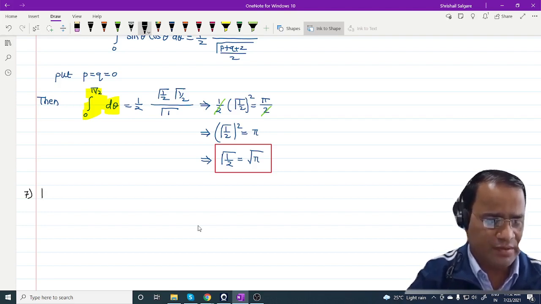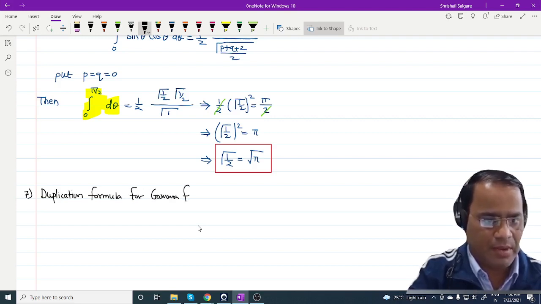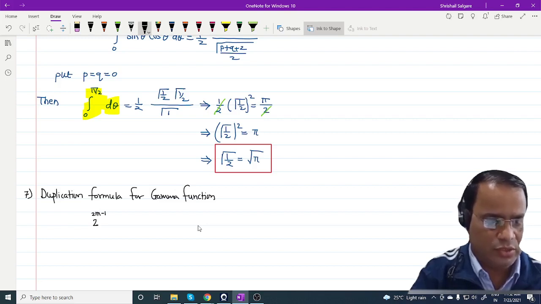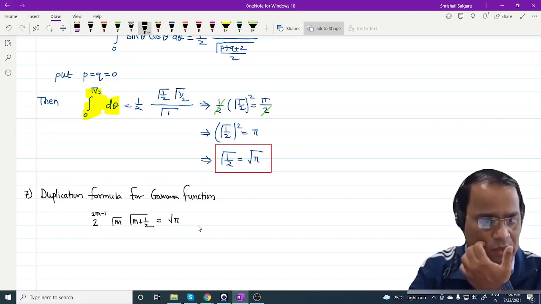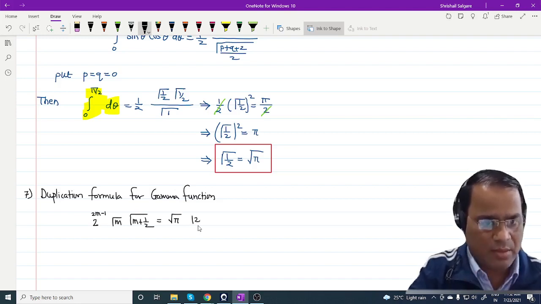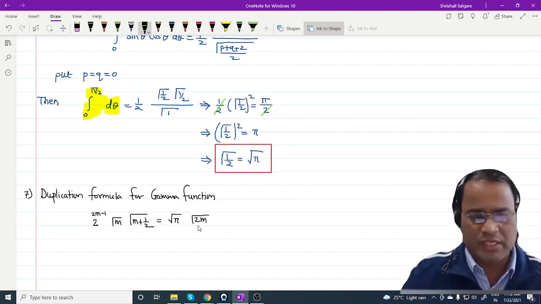So, the duplication formula. Name of the result is the duplication formula for the gamma function. It is given as 2 raised to 2m minus 1 into gamma m into gamma of m plus 1/2 is equal to root pi into gamma of 2m. So this result you have to accept.